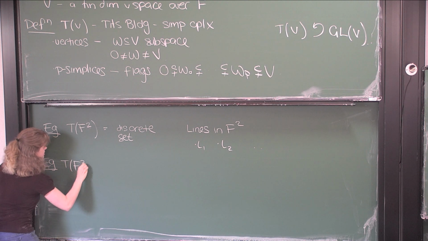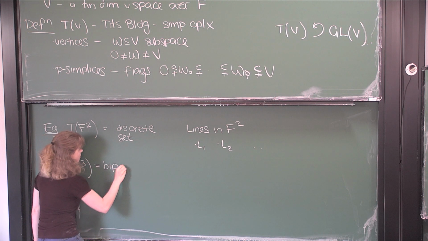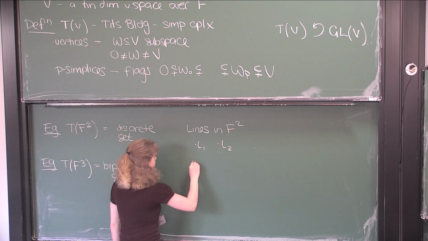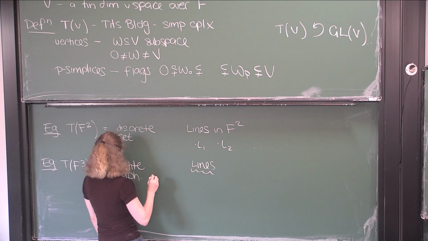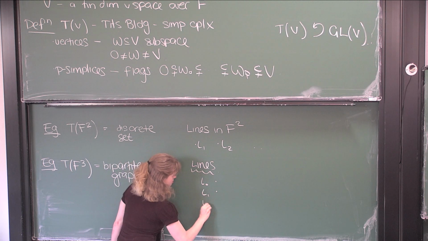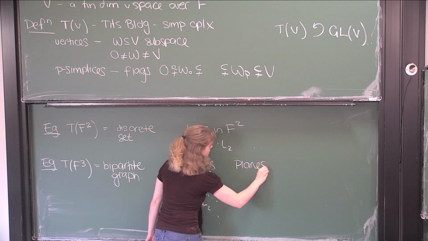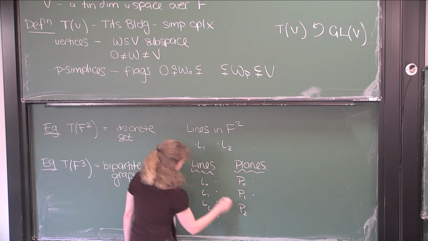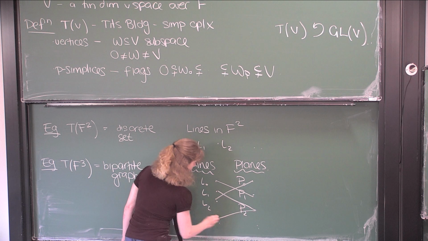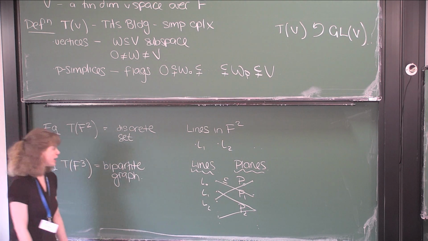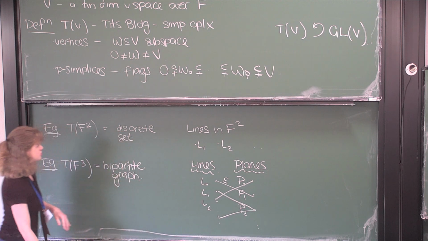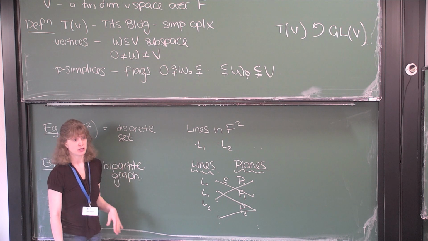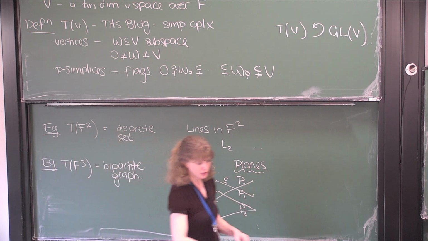When n is 3, then we get a bipartite graph. On one hand, I have vertices corresponding to all of the lines in F^3. On the other hand, I have vertices corresponding to all of the planes. And then the edges correspond to containment. And if my field is infinite, then this complex is going to be locally infinite once the dimension of V is at least 3.